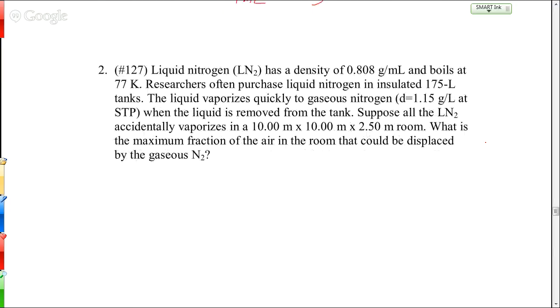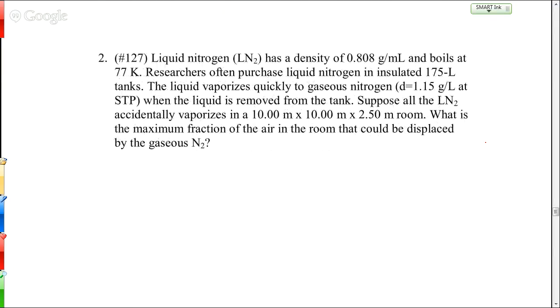All right, so this is a big problem because we've got a lot of stuff to do here. We've got to figure out how much liquid nitrogen we have, how many grams of it we have to start with, and then how much space it is going to take up when it converts to a gas, and then how that compares to the volume of the room.